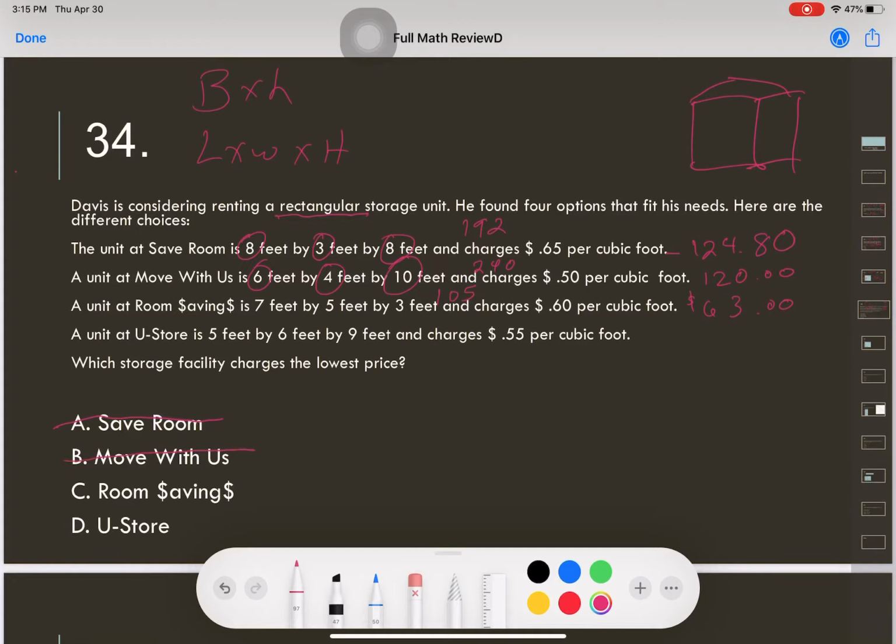So now it's either one of the last two. U-Save will be 5 times 6 times 9, which is 270, times 55 cents, which will be 148.50. So Room Savings, which is C, is your answer.